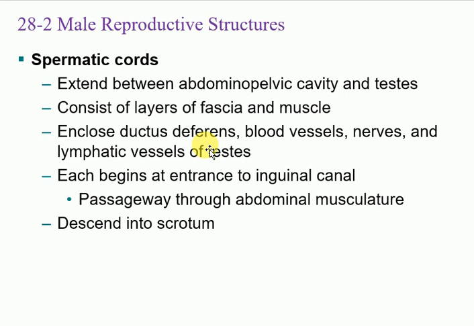Now, the testis is outside and the pelvic organs are inside, right? How does the spermatic cord enter into the body? Do we have like an opening or something? The inguinal canal. This is your entrance and exit. This spermatic cord is going to go in and out through what? Inguinal canal.